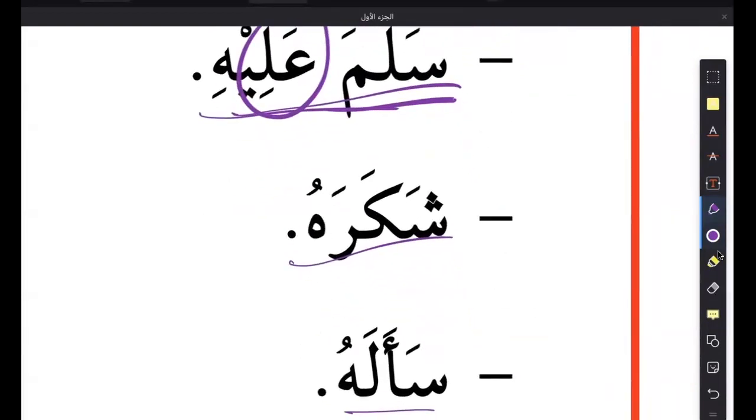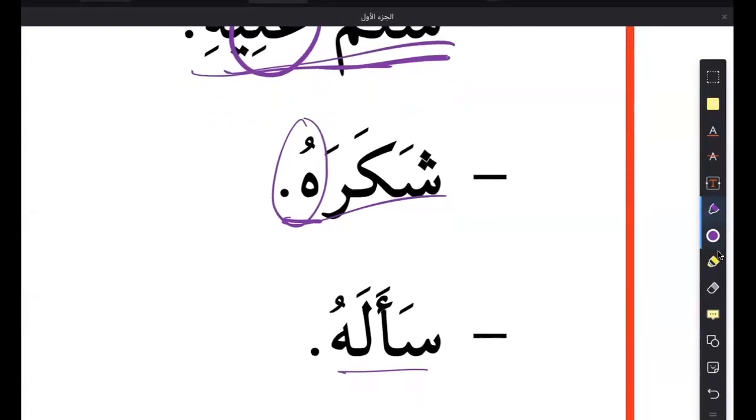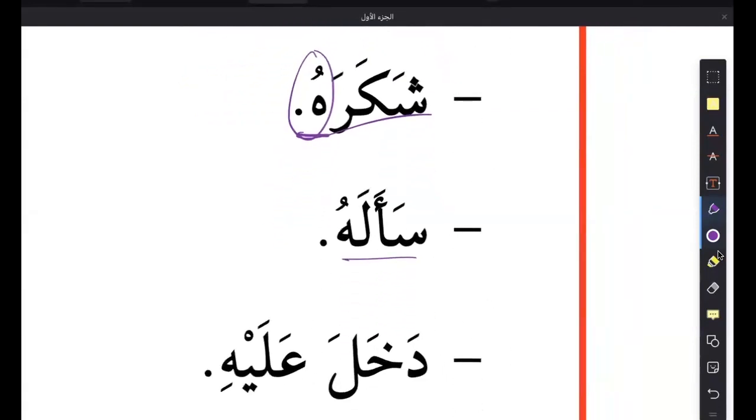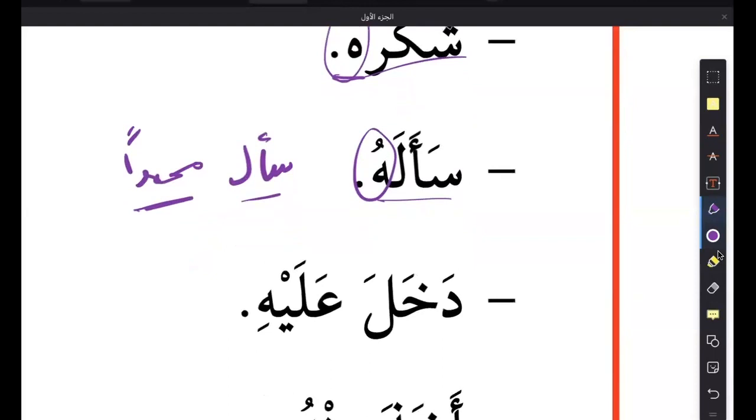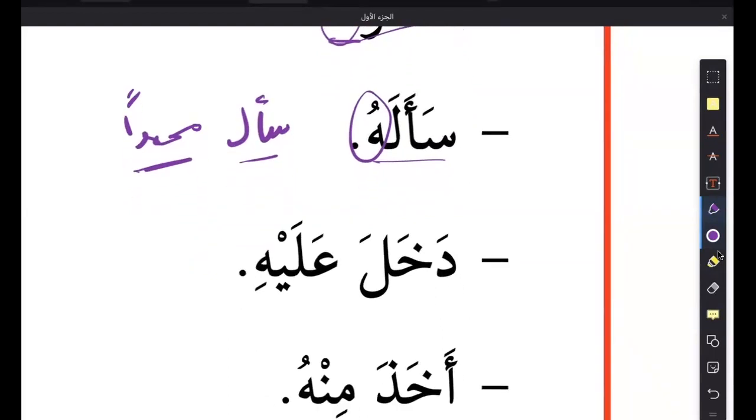And shakara, this one they're using as a direct object. This is fine. You can say shakarahu, he thanked him. Sa'ala, this is definitely a transitive verb. When you say sa'ala, you need an object. So sa'ala Muhammadan, that means he asked Muhammad. Here they're just using a pronoun, and that's why they're just attaching it. Sa'ala who? So he asked him.